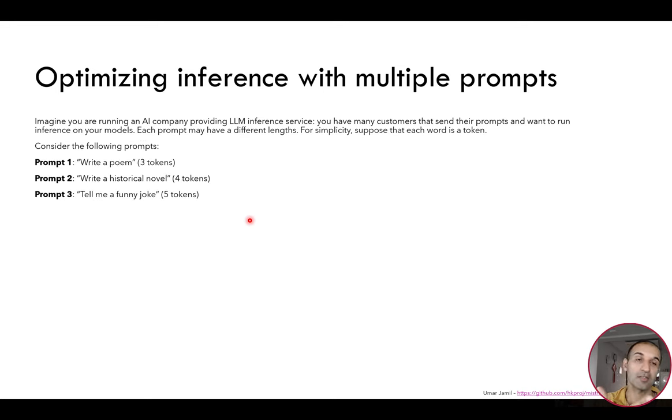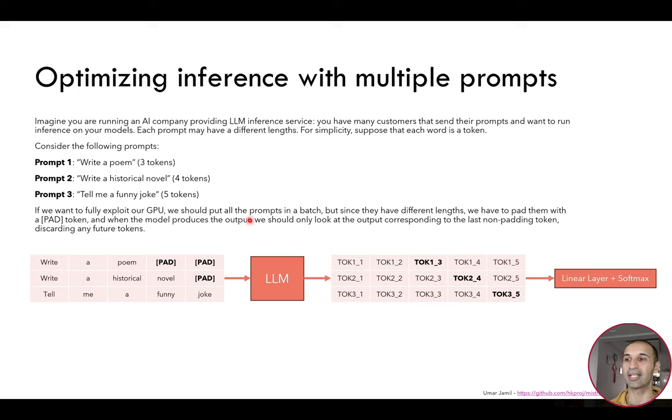So suppose you have 3 customers. The first customer says write a poem, the second customer says write a historical novel, and the third customer says tell me a funny joke. Of course, you could process all these prompts one by one, but that would not be very efficient, because the other two customers would be waiting for the first customer to finish, and when you have a lot of customers, that's not good. And secondly, you may not be fully utilizing the memory of your GPU. So the best thing that you can do is to do batching. You take all these prompts and create one big batch.